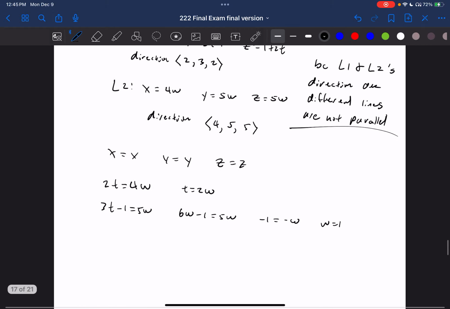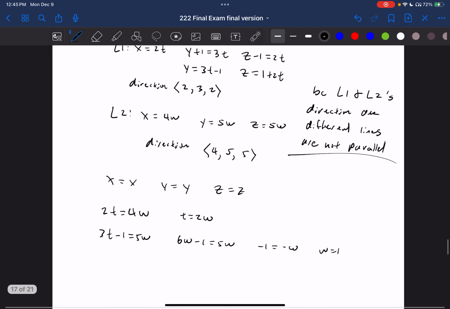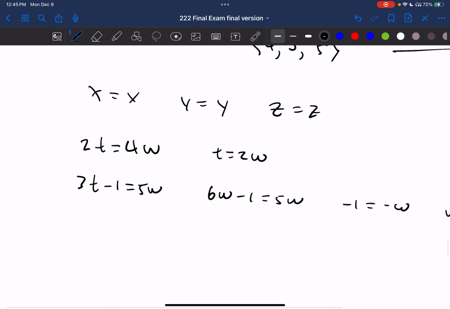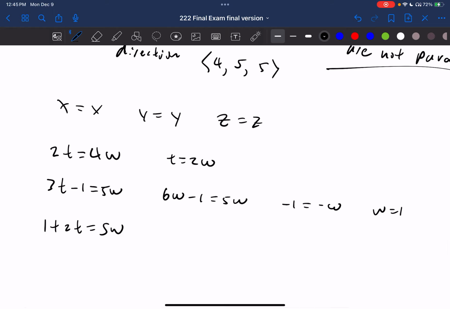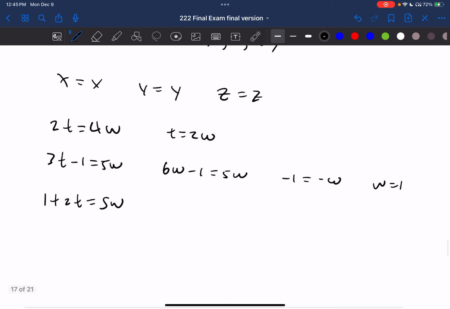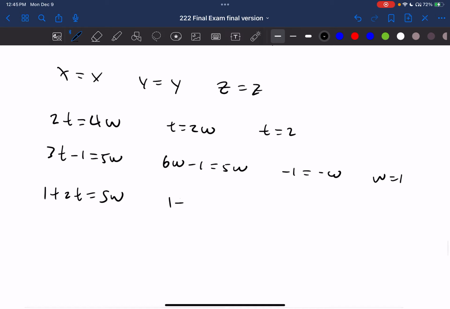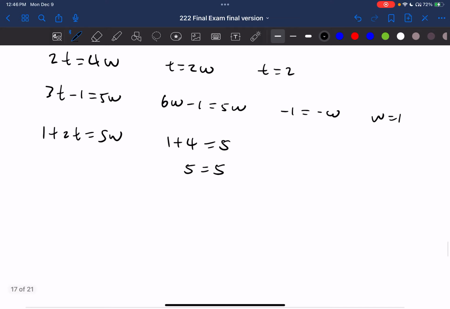Now let's set z equal to z. Z for the first equation is going to be 1 plus 2t. 1 plus 2t will be equal to z for the second equation, which is 5w. Based on w equals 1, we can conclude that t is equal to 2. So let's see if this is true. 1 plus 2 times 2, which is 4, will be equal to 5 times 1, which is 5. And therefore 5 does equal 5. So they do intersect.